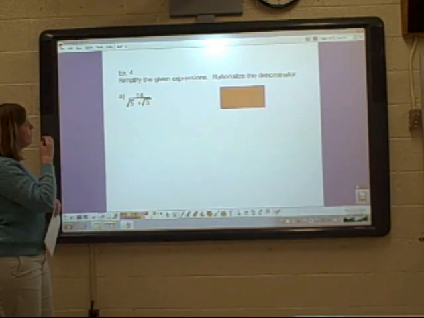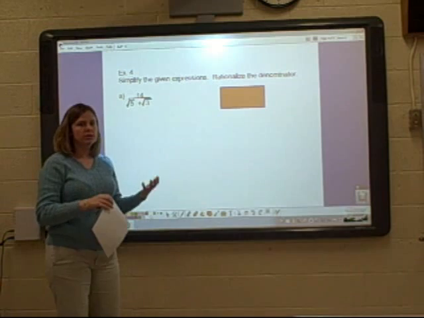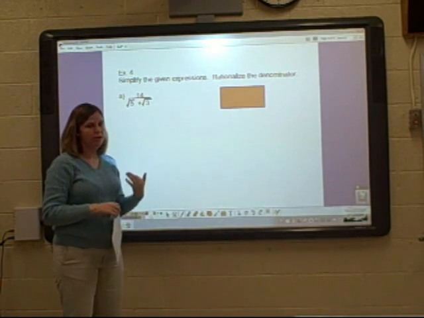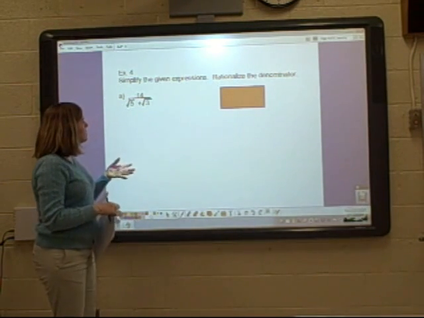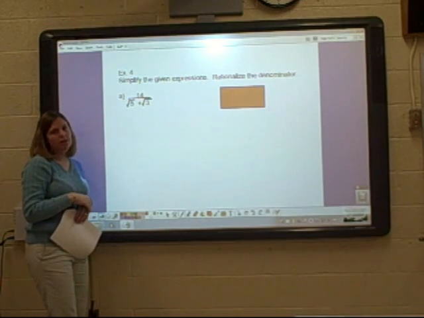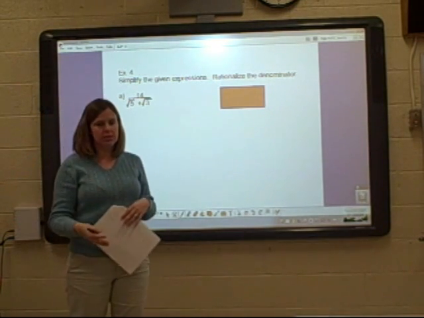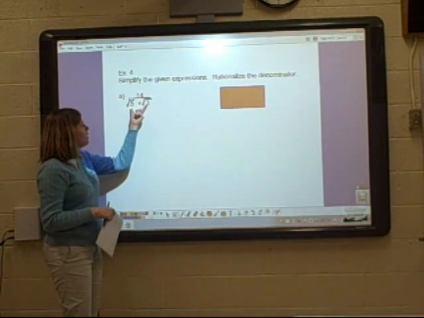Number 4. Again, we're simplifying when there's radicals in the denominator. This one looks a little bit different because we've got two square roots in the denominator, and we cannot add those together. We can't take the square root of 5 plus the square root of 3 because they are not like terms.